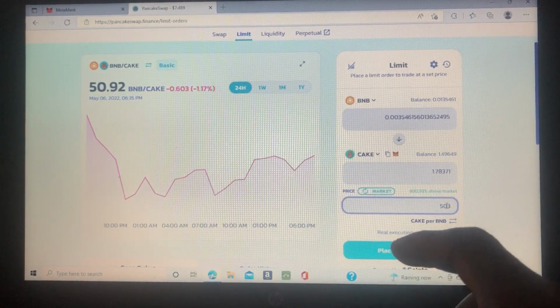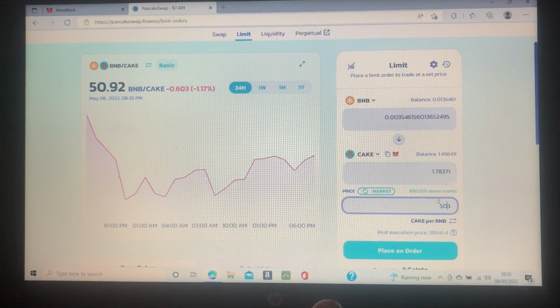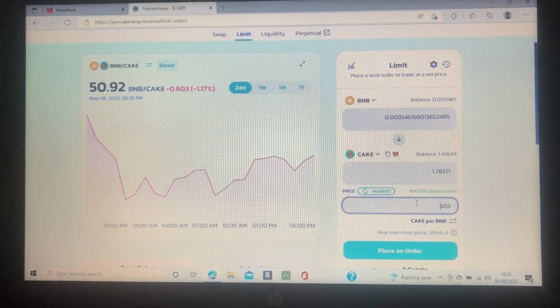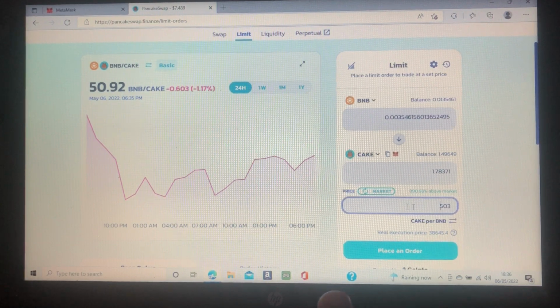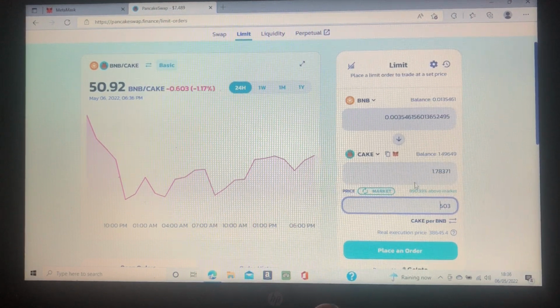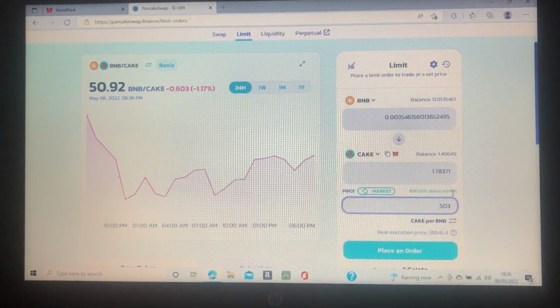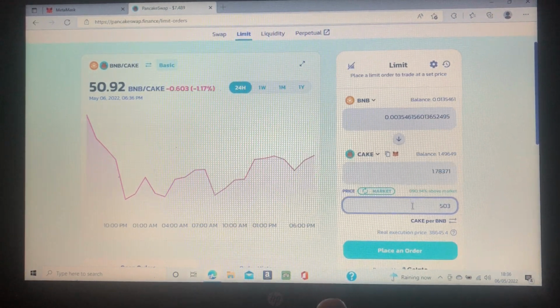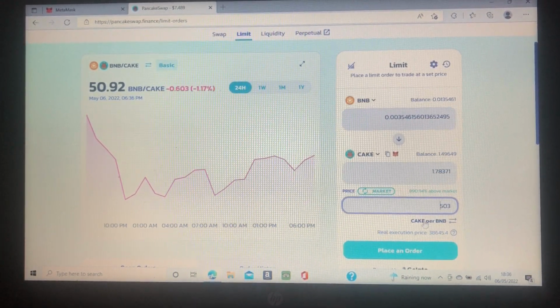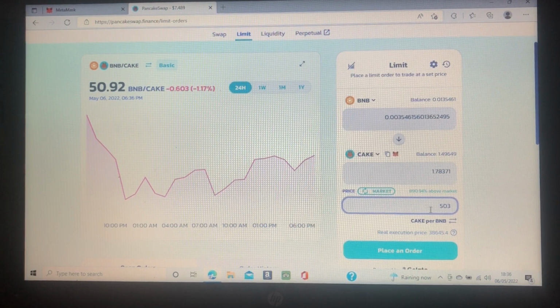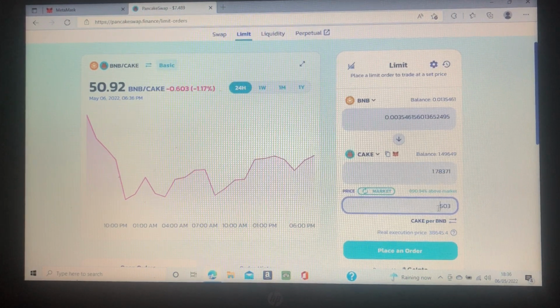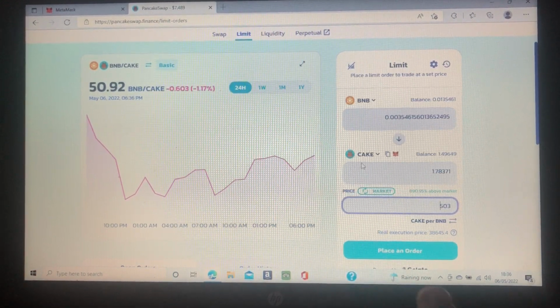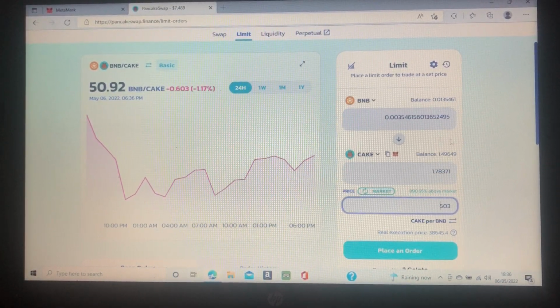Let me just try and edit this. So now I say I want to sell my BNB when 1 BNB is 503 BNB per cake, or 503 cake per BNB. Yeah, so that's 890% above the market. So until 503 cake becomes 1 BNB, that is when this transaction will take place. Until 503 cake is equivalent to 1 BNB, that is when this whole transaction here will take place. So I'm not doing that.